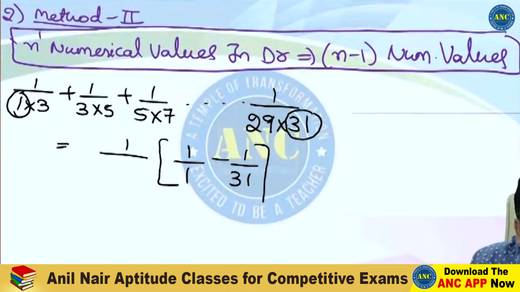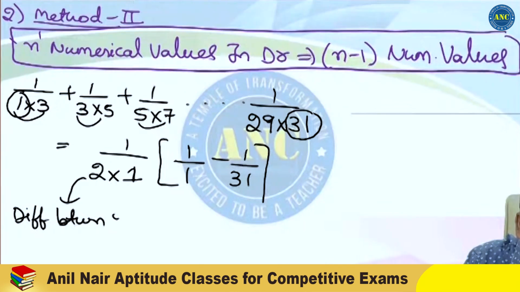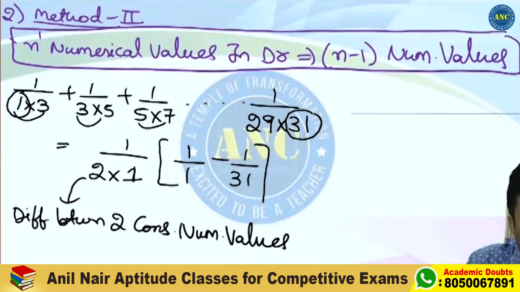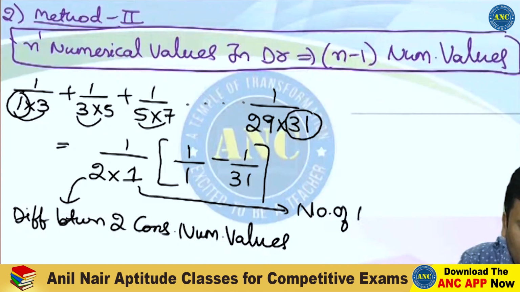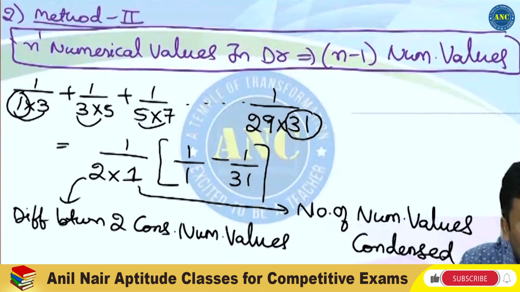1 by. What is the difference between the consecutive numerical values? 2. Two numerical values are condensed to 1. We will write down here. 2 is nothing but the difference between two consecutive numerical values. 1 is nothing but the number of numerical values condensed. Two numerical values are condensed to 1. After 1 or 2 problems, you will understand it.